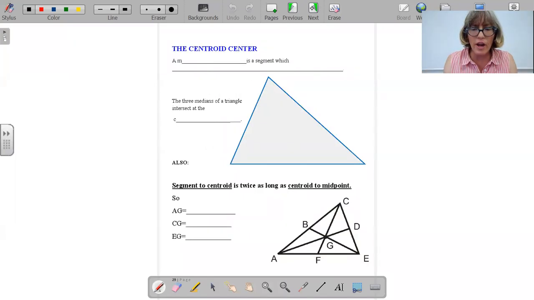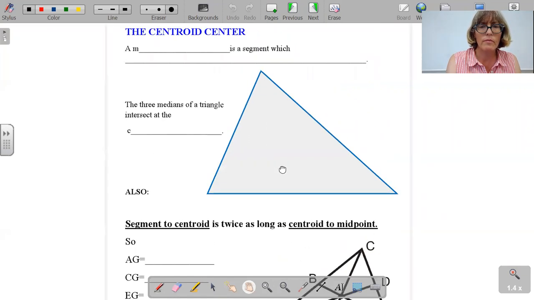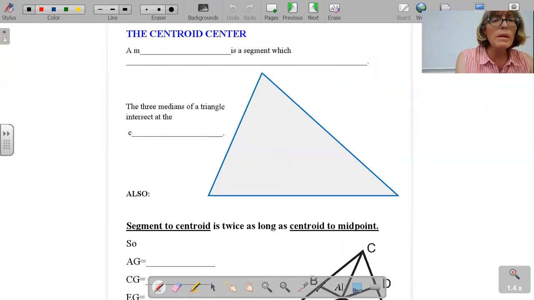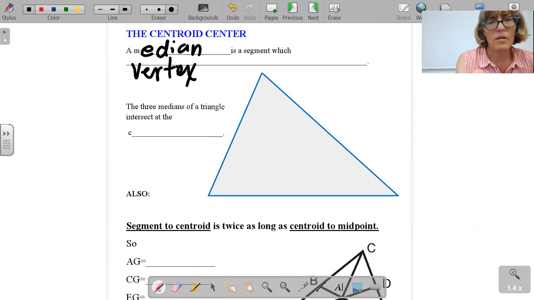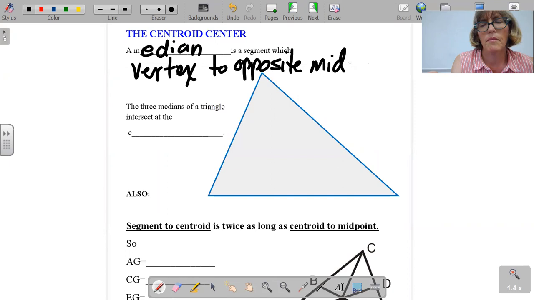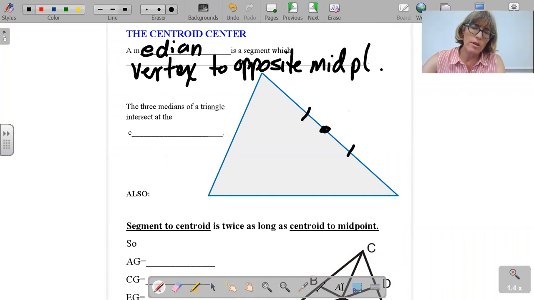So that gets us a very important concept here. A median is a segment that connects a vertex to the opposite midpoint. We're just going to quick sketch a couple of them here. So eyeball the midpoint here, hatch marks. Let's make a median. I prefer you to use a straight edge.